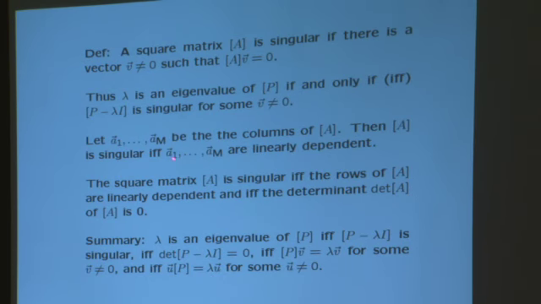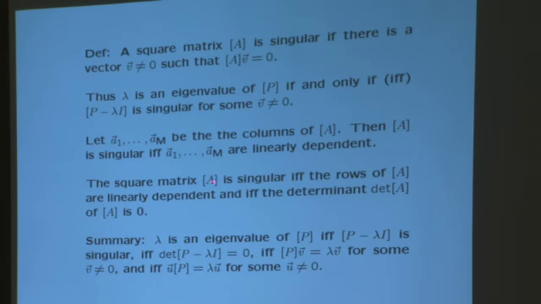Okay, so let A1 to AM be the columns of A. Then A is going to be singular if A1 to AM are linearly dependent. In other words, if there's some set of coefficients you can attach to A1 times V1 plus A2 times V2 plus up to AM times VM, such that that sum is equal to 0, that means that A1 to AM are linearly dependent. It also means that the matrix A times that V is equal to 0. So those two things say the same thing again.